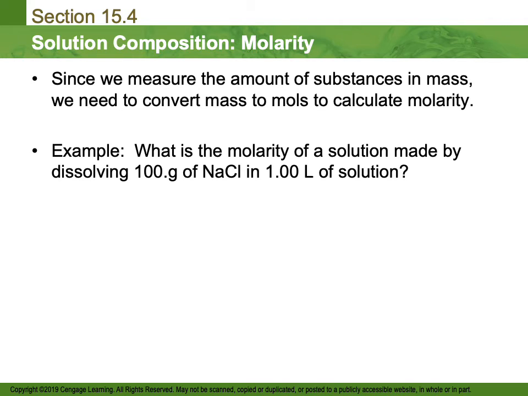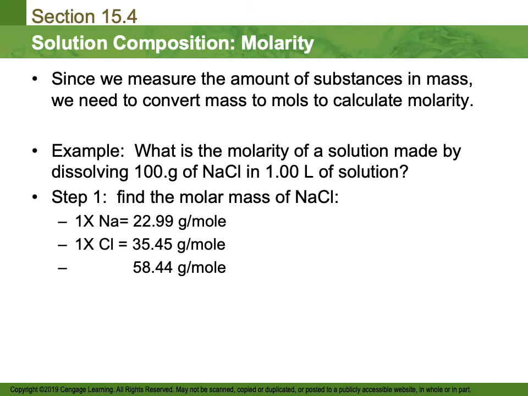In this problem, we are going to calculate the molarity of a solution that is made by dissolving 100 grams of NaCl in 2.00 liters of total solution volume. So in order to do this, we first have to figure out how many moles of sodium chloride we have. And in order to do that, we have to convert grams to moles. And in order to do that, we need to find the molar mass of sodium chloride. So the first step is to find the molar mass of sodium chloride. NaCl contains 1 sodium, which has a mass of 22.99 grams per mole, and 1 chlorine, which has a mass of 35.45 grams per mole, which gives us a total molar mass of 58.44 grams per mole.